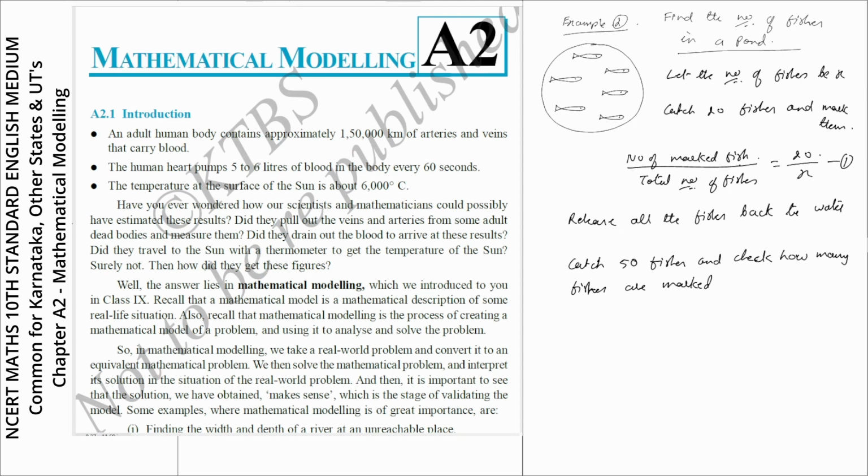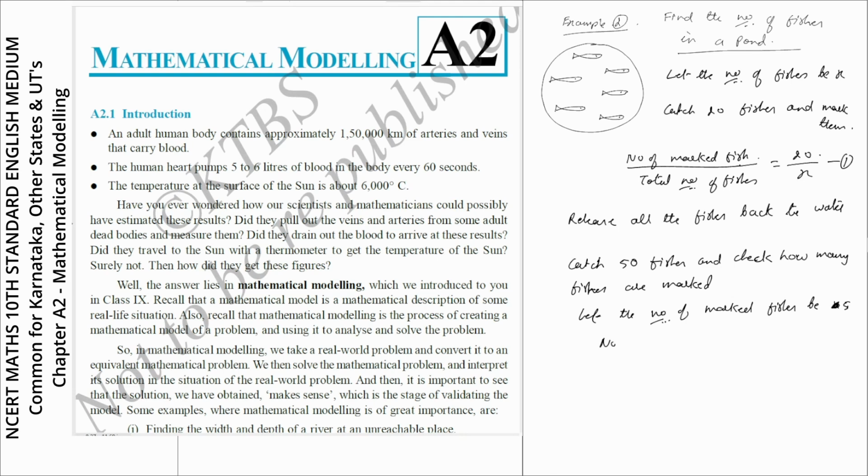Now here I'll catch 50 fishes, and out of those 50 fishes, I'll see how many are marked fishes. Okay, let the number of marked fishes be 5. Out of this 50 fishes, let 5 fishes be the number of marked fishes.